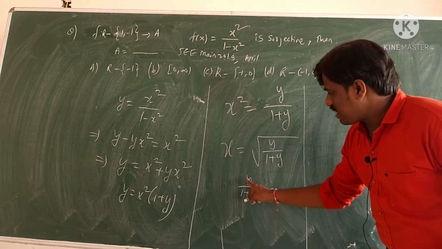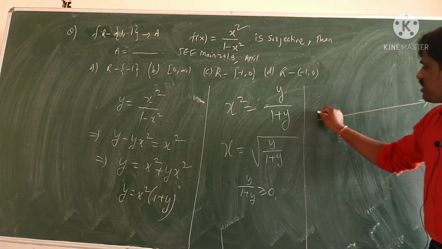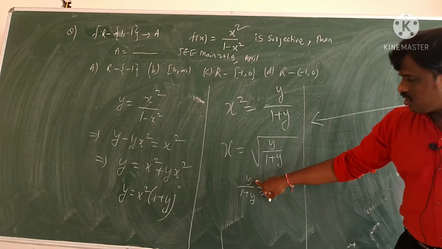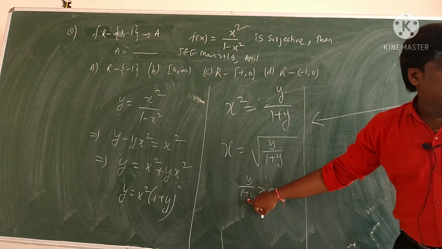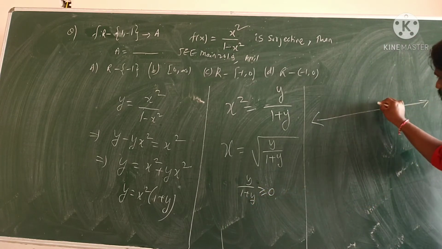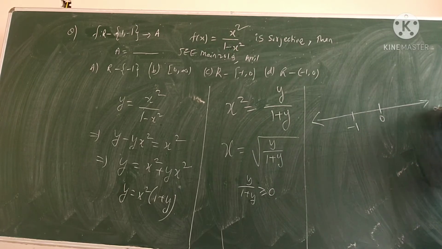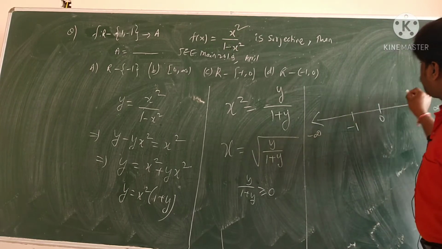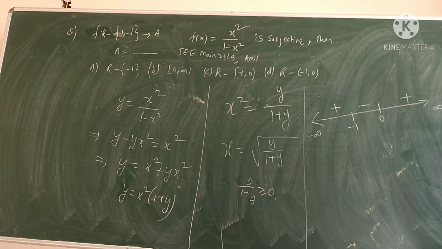Now I can take, this is a wavy curve method. Wavy curve method, what you do here, you take the number line. And what is the 0 of this y? 0. What is the 0 of 1 plus y? Minus 1. So what I can write here? 0, minus 1. Correct? Now we can take here infinity, here minus infinity, plus minus plus. Is it clear? Any doubts?